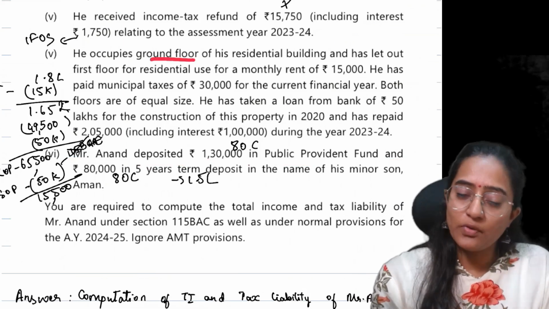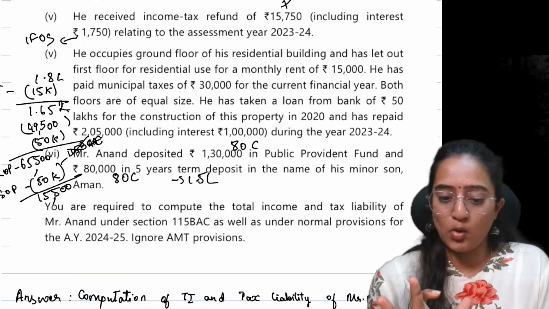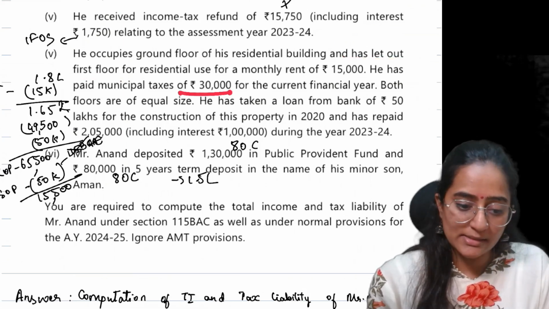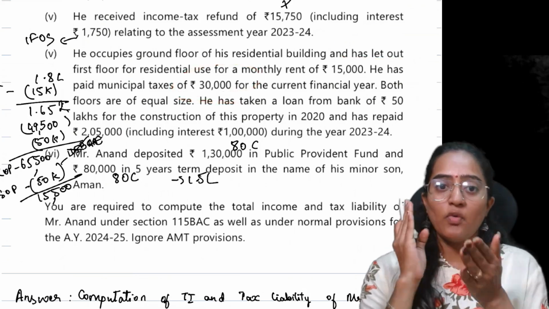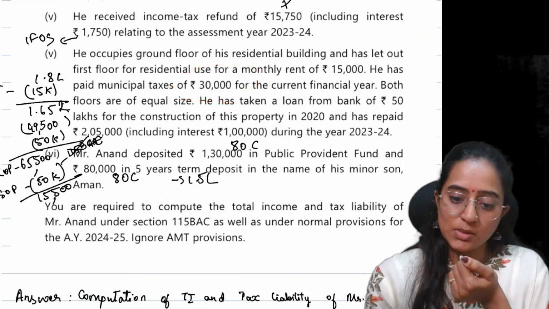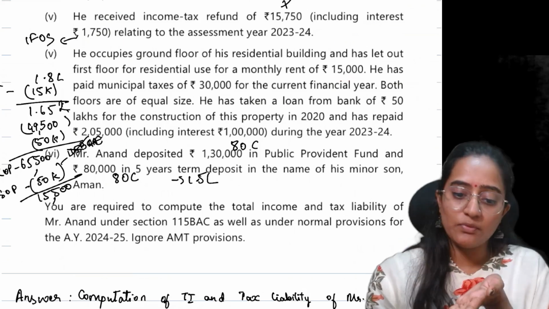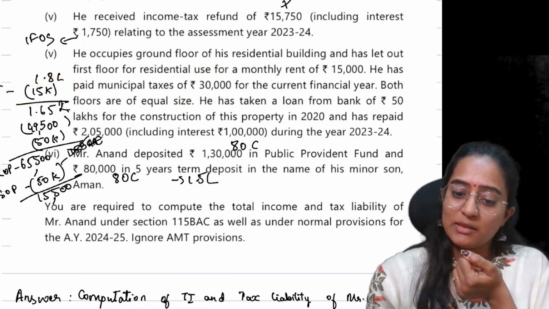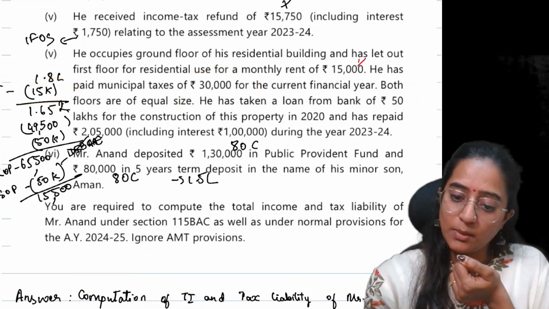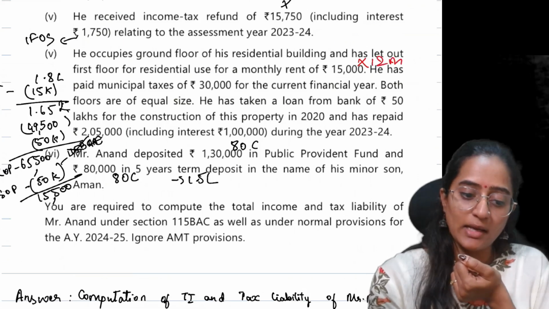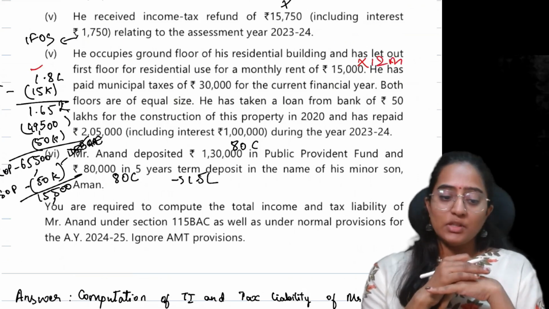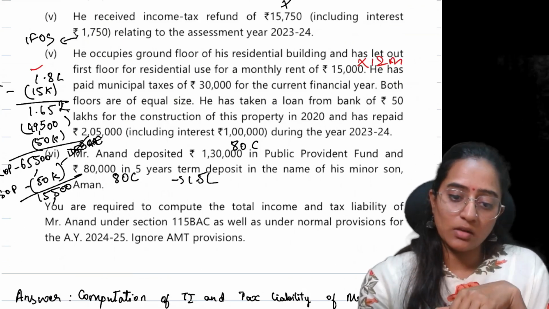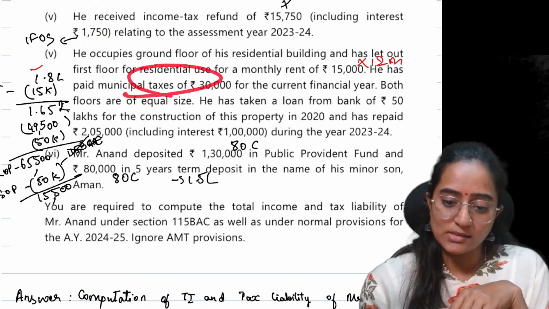Okay, he occupies ground floor. That is, there is SOP and there is LOP as well, and has let out the first floor. How much is the municipal taxes he has paid? 30,000. So now for SOP and for LOP, it has been split as 15,000 and 15,000 rupees as the municipal taxes. So much monthly rent, 15,000 multiplied by 12 months. If you do, how much will you get? 1,80,000 minus 15,000 you do. How much will you get? 1,65,000. Out of that 1,65,000, he has paid the municipal taxes.